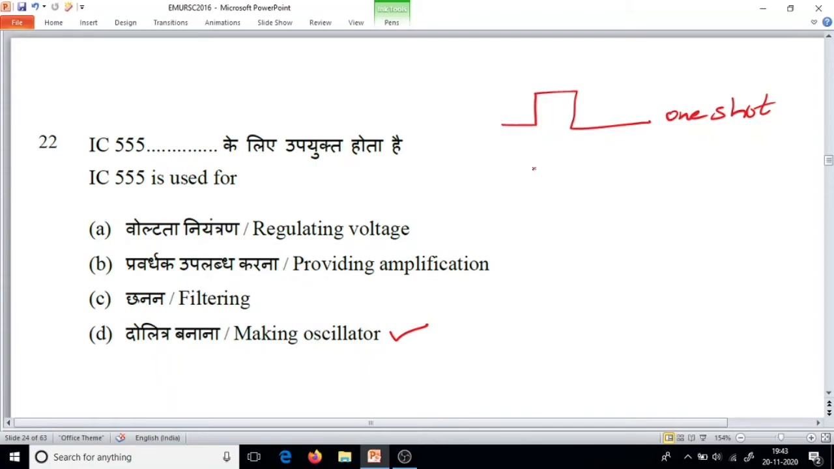One shot. So this will have a timing. This timing is given by 1.1 RC. So with one resistor and one capacitor, you can set the on time of this pulse.